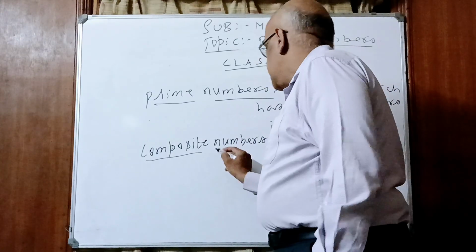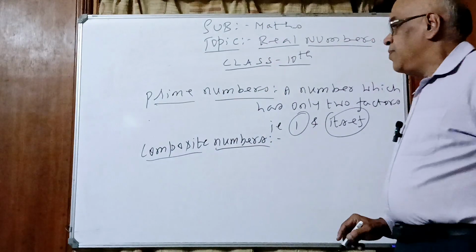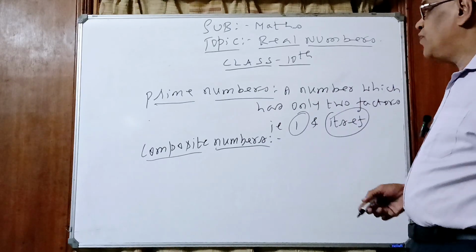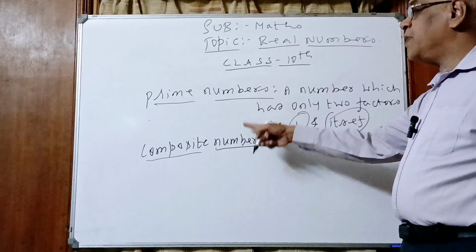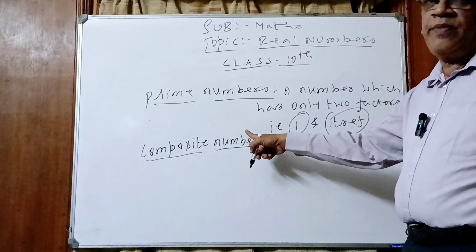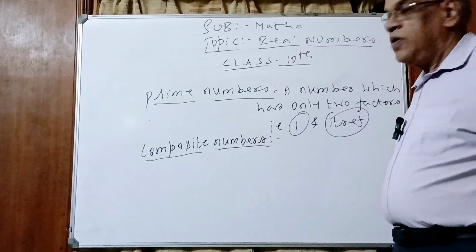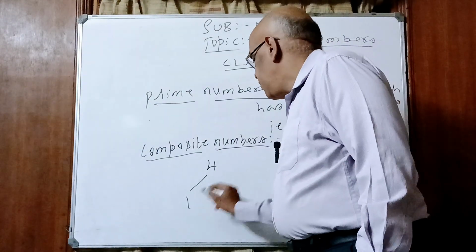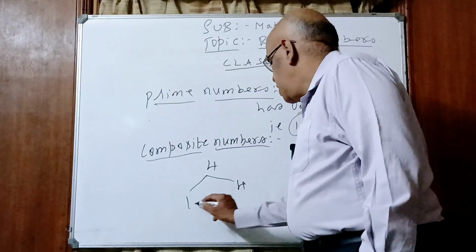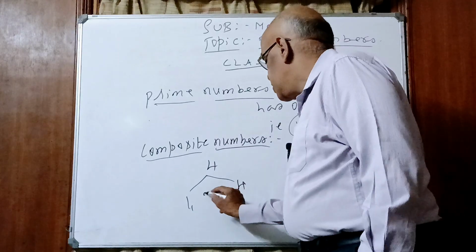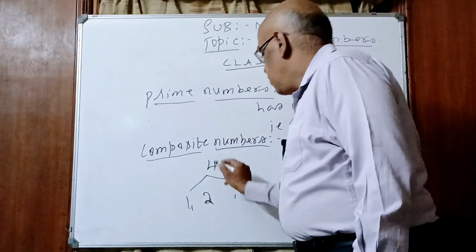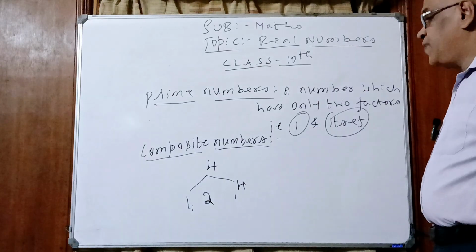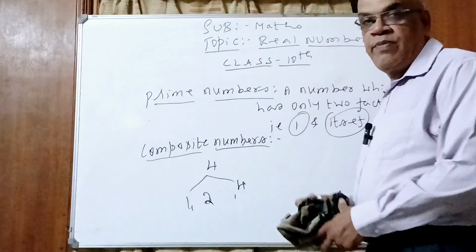What are composite numbers, children? The numbers which have more than two factors. More than two factors. The numbers which are not prime numbers are called composite numbers. Yes or no? Example, we take 4. It has how many factors? 1, 4. Between 1 and 4, there is 2, there is 3. Now, what are the factors of 4? 1, 2 and 3. It has 3 factors. So, it's a composite number.